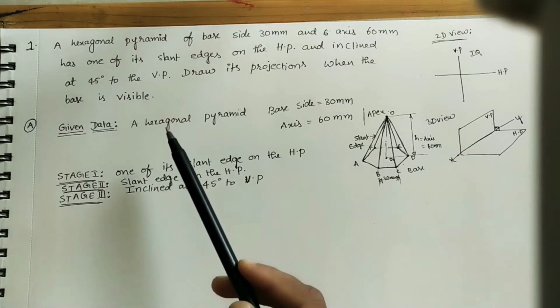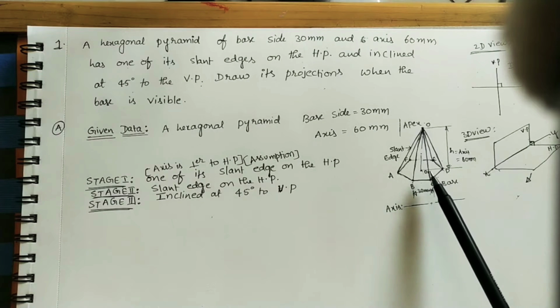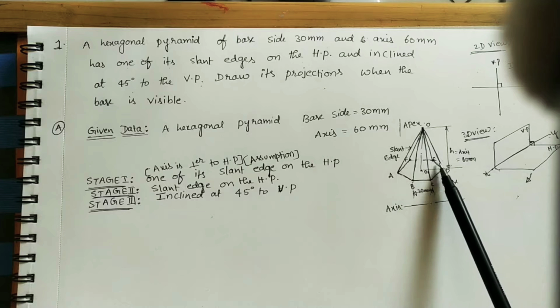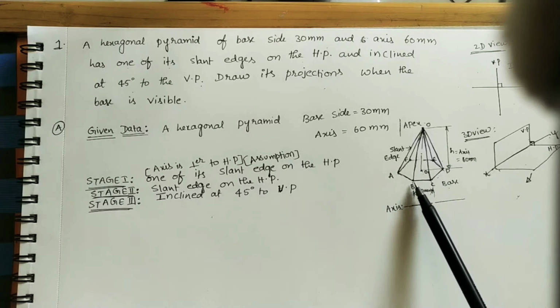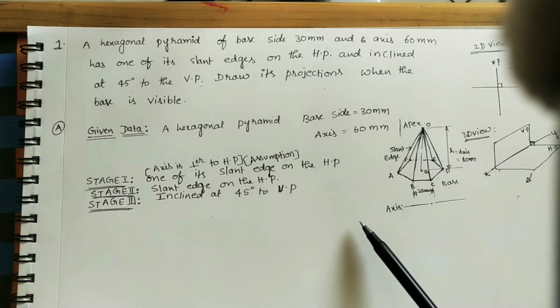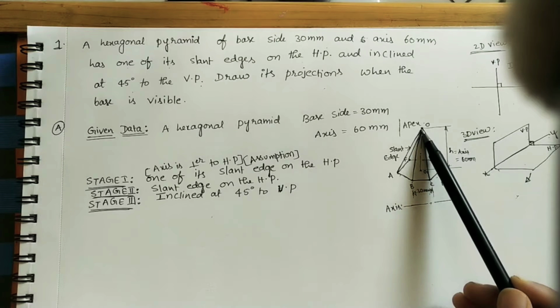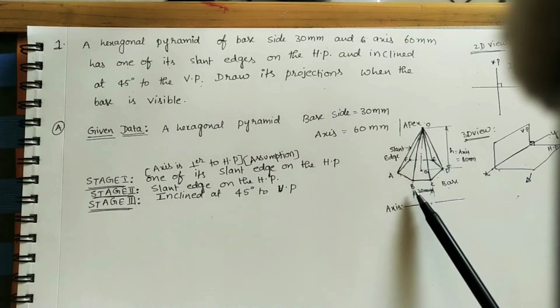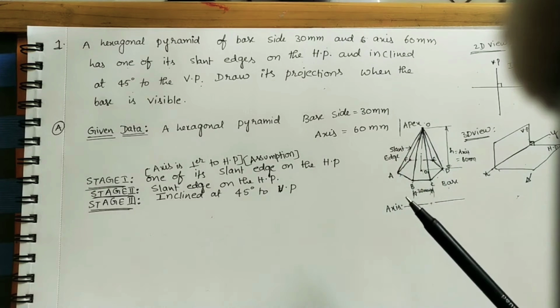Here they have given a hexagonal pyramid. I did a rough diagram here. Hexagonal pyramid means, as the name indicates, it has one hexagon, which is called the base. All sides of the hexagon have equal length. And pyramid means this hexagon is connected to the apex with the slant edges, and this point is called the apex.